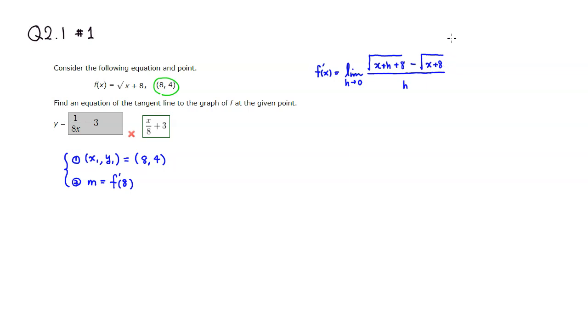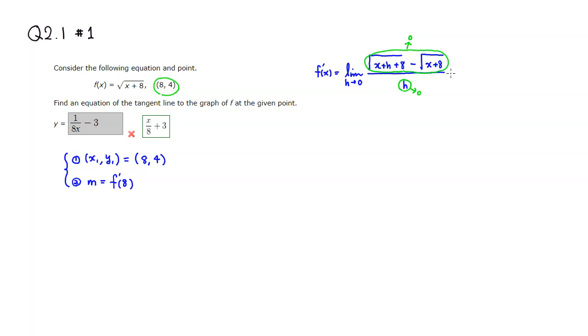To evaluate the limit, first you just plug in h equals 0 and see what happens. If you plug in h equals 0, the denominator goes to 0. The numerator, since h is going to 0, is square root of x plus 8 minus the same thing, so the numerator also approaches 0. So we're going to use a trick. When you have 0 over 0, we have to do a little bit of work.